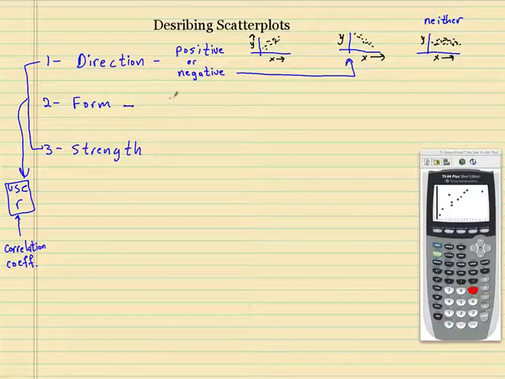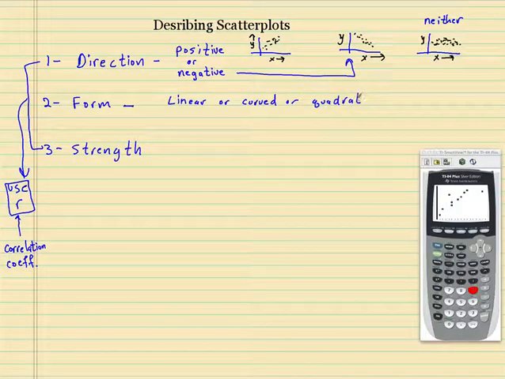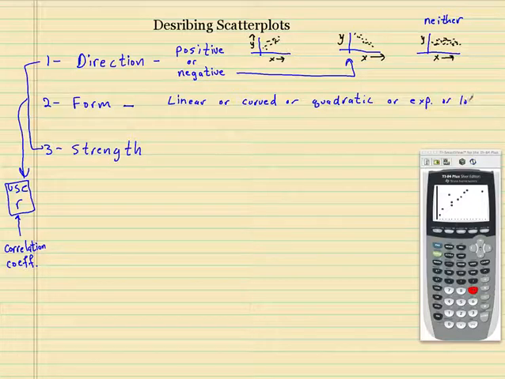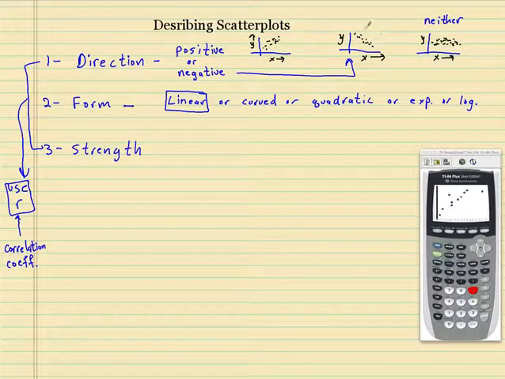Okay, the next thing that's very important is the form. The form is basically, would this be considered curved or a line? Is this linear or curved? Or it could be quadratic, exponential, or logarithmic. But generally this is the one that we want right here. If you look at the examples that I gave up here, that one and that one, those would be considered linear.